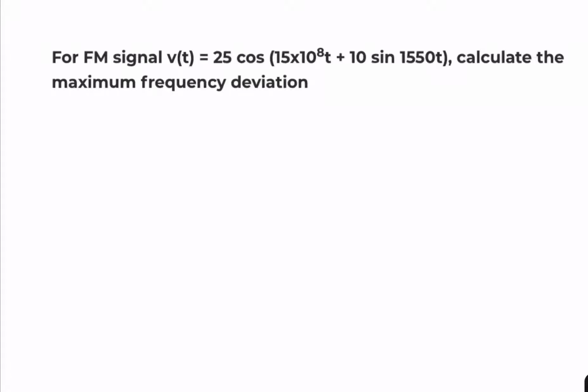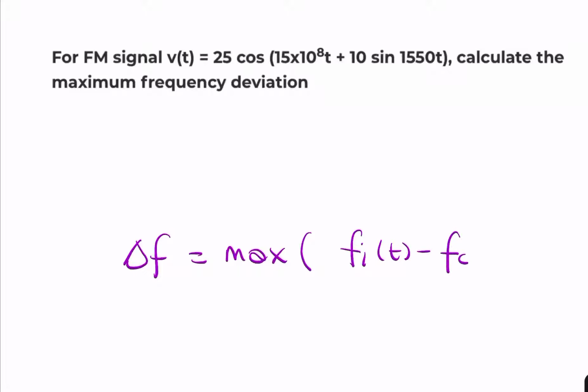So in this question, we're given an FM signal and we're asked to find the maximum frequency deviation. So the frequency deviation, by definition, is the maximum deviation of the instantaneous frequency from the carrier frequency. And because that can be positive and negative, we take the absolute value of that. So that's what the question is looking for, the maximum frequency deviation.